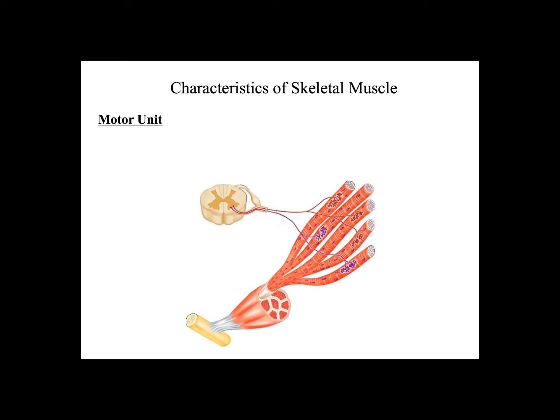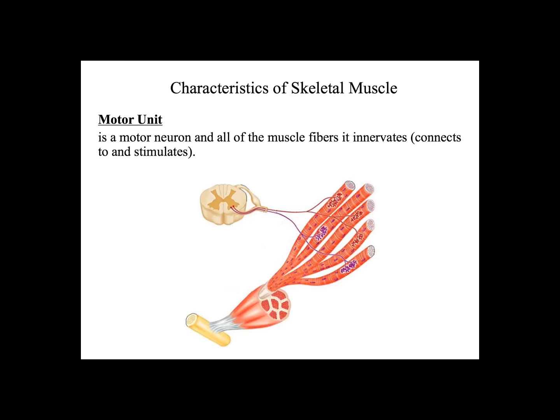So in this illustration here, there are two motor neurons. One motor neuron is purple, and the other motor neuron is red. You can see that the purple motor neuron innervates two muscle fibers, and the red motor neuron innervates three muscle fibers. We call this interaction between a motor neuron and the muscle fibers a motor unit. And by definition, a motor unit is a motor neuron and all of the muscle fibers that it innervates. In other words, it's a motor neuron and all of the muscle fibers it connects to and stimulates.